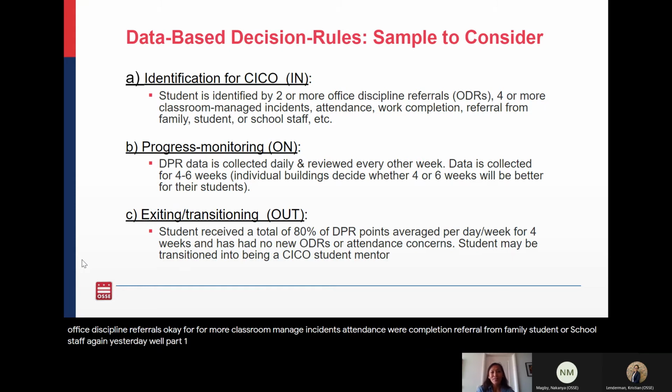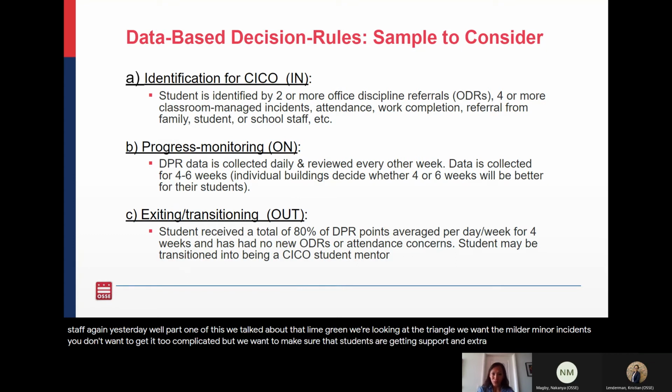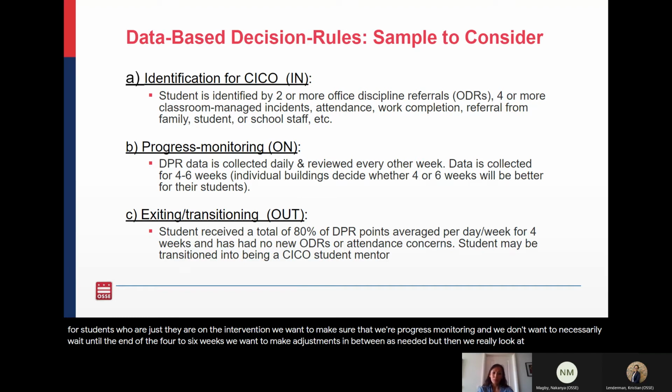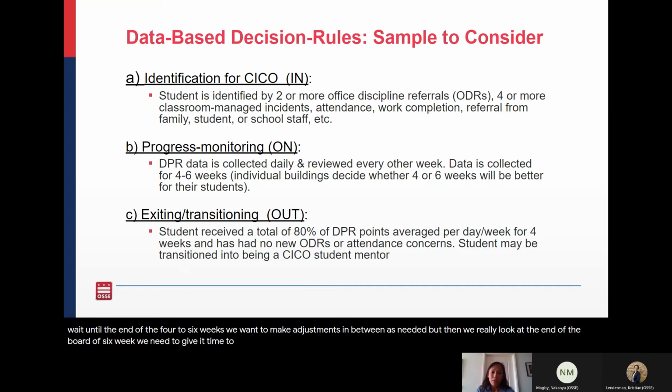Again, in part 1 of this, we talked about that lime green. If you're looking at the triangle, we want the mild or minor incidents. We don't want to get it too complicated. But we want to make sure that students are getting support and extra tier 1 attention and feedback for students who are just starting to slip a little. As they are on the intervention, we want to make sure that we're progress monitoring, and we don't want to necessarily wait until the end of the 4 to 6 weeks. We want to make adjustments in between as needed, but then we really look at the end of the 4 to 6 weeks. We need to give it time for the intervention to work.